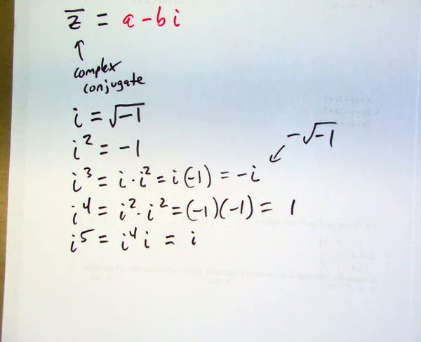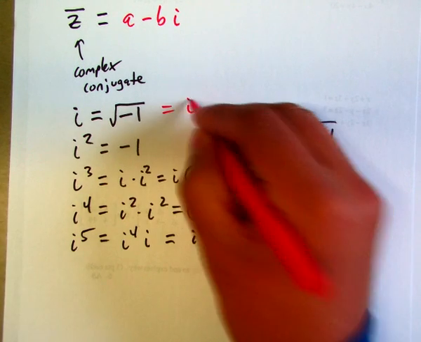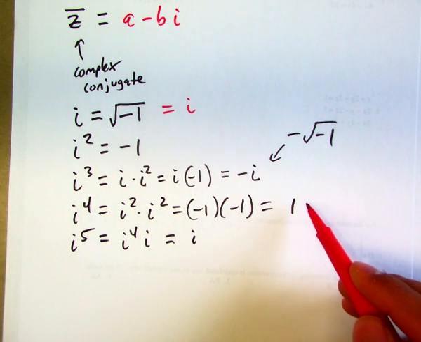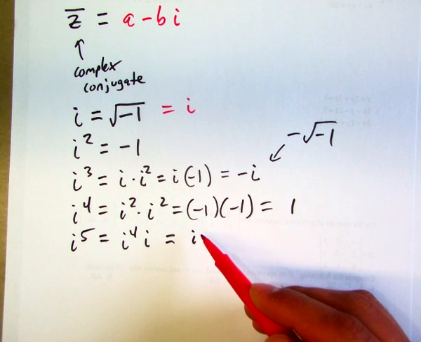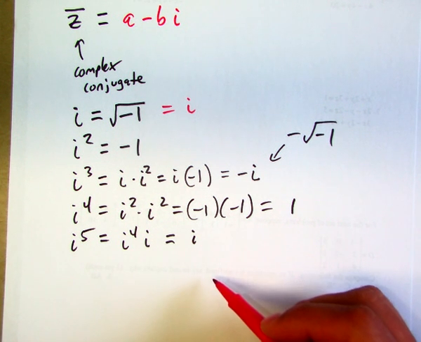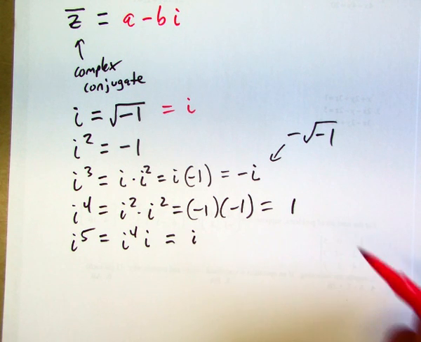And you'll notice the pattern. It just repeats: i, -1, -i, 1. And then every 4, it goes i, -1, -i, 1, and it just keeps repeating. Okay? Let's call that a period.